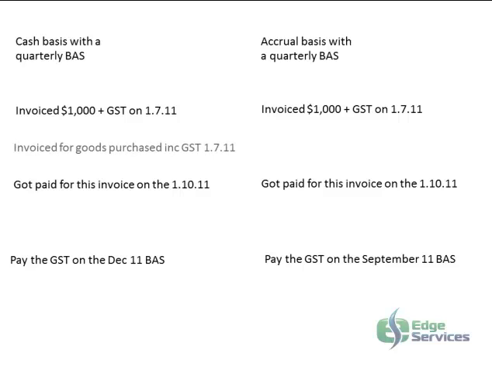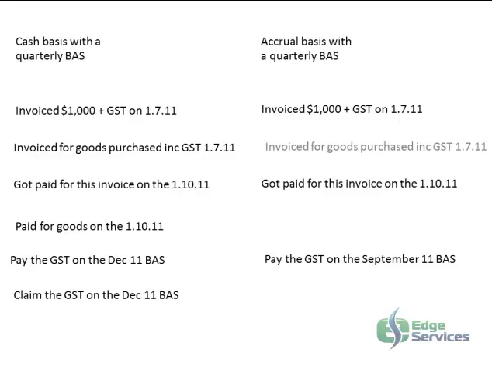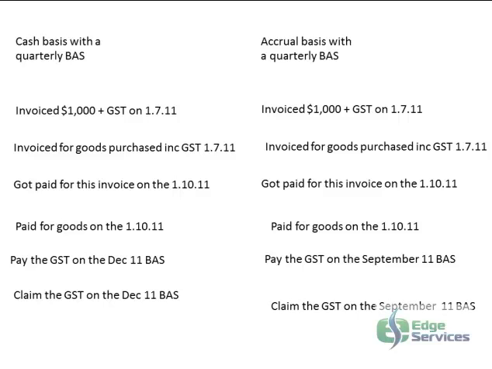Invoiced for purchased goods including GST on the 1st of the 7th '11. You paid for those goods on the 1st of the 10th '11. Claim the GST in the December BAS on a cash basis. Invoice for goods purchased including GST on the 1st of the 7th '11. Paid for the goods on the 1st of the 10th '11, but you claim the GST on the September BAS on an accrual basis.